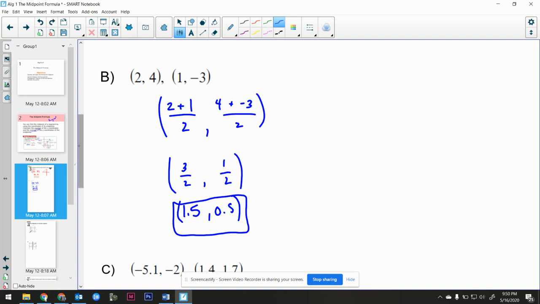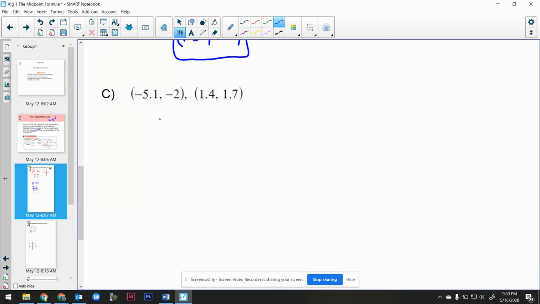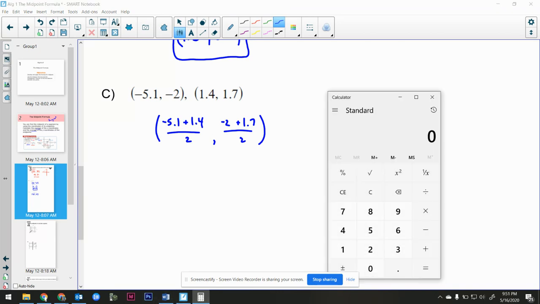Okay, and one more. I've got -5.1 plus 1.4, and then -2 and 1.7. Okay, -5.1 and 1.4. Let me get out a calculator here. Negative 5.1 plus 1.4 is -3.7.